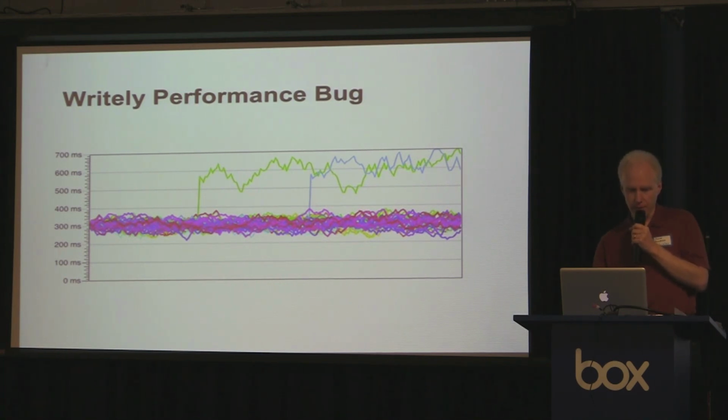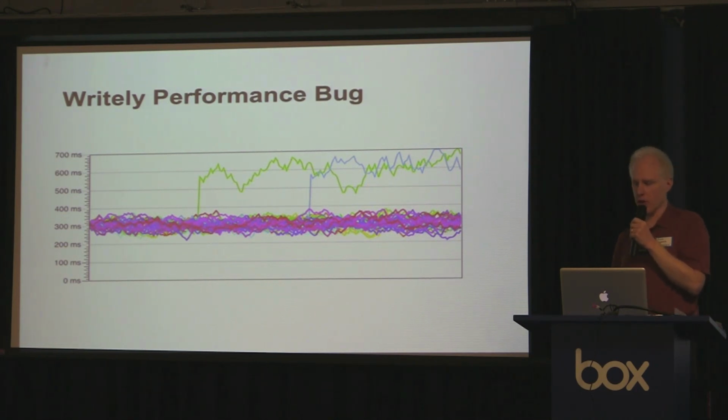So the lesson is you need to sometimes get past averages to really understand what's going on. And from an alerting perspective, differential monitoring, comparing servers against one another, would have flagged this right away.